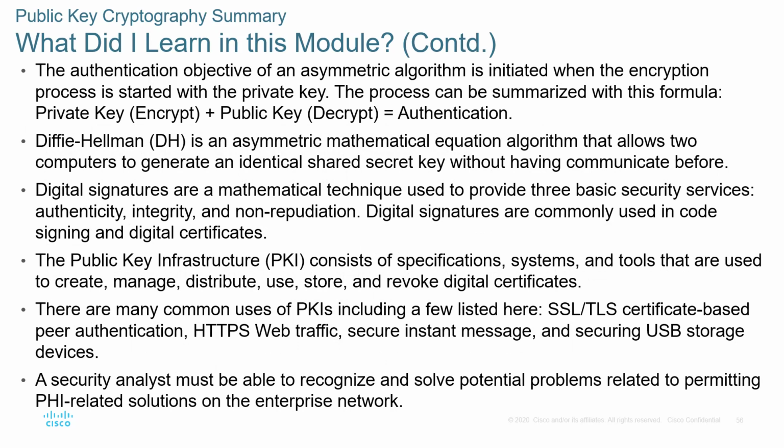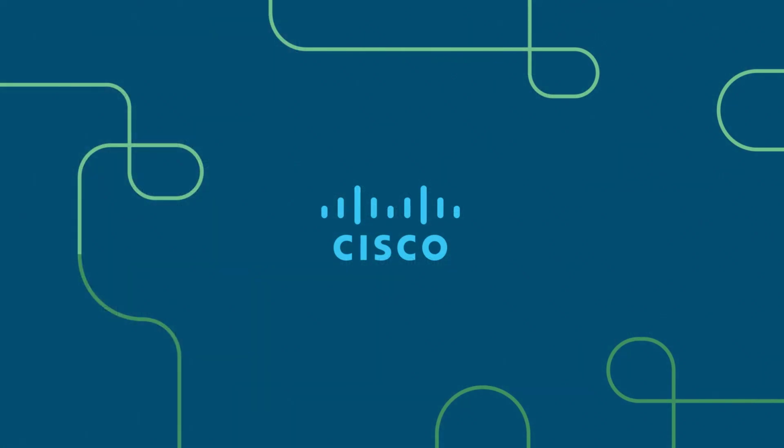We looked at the overall components of a PKI system: the specifications, the systems, the tools, and the way that they manage, distribute, use, store, and revoke digital certificates. We looked at the components of a PKI system and many of its common features. And that is all for this chapter.